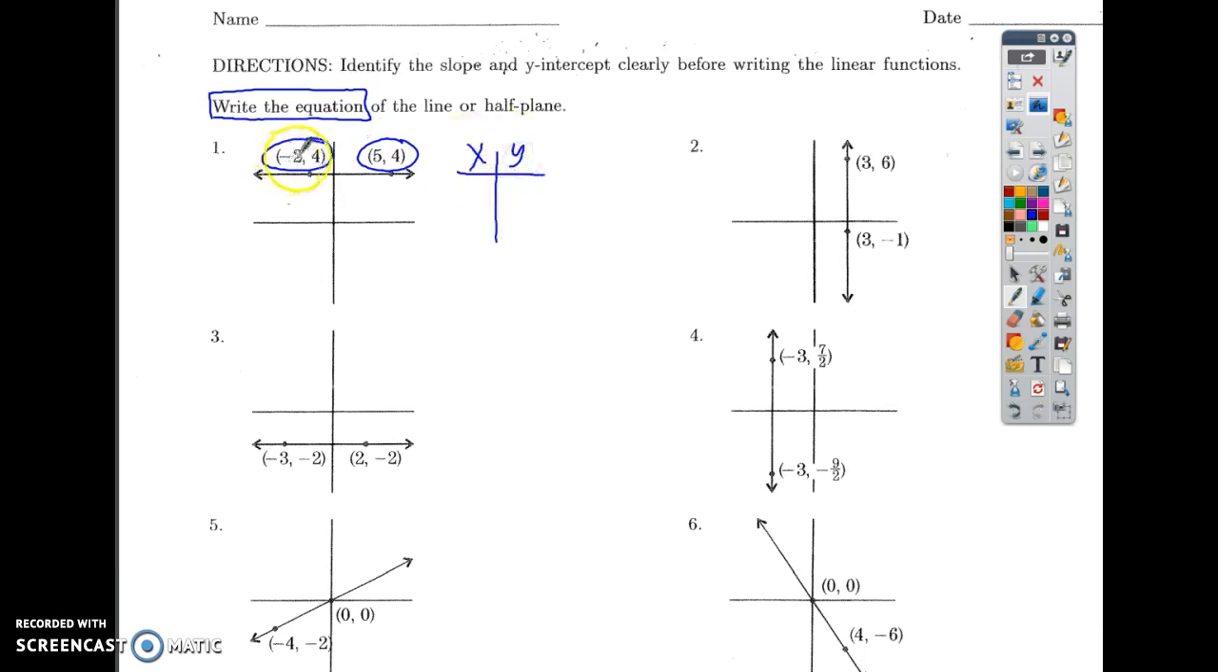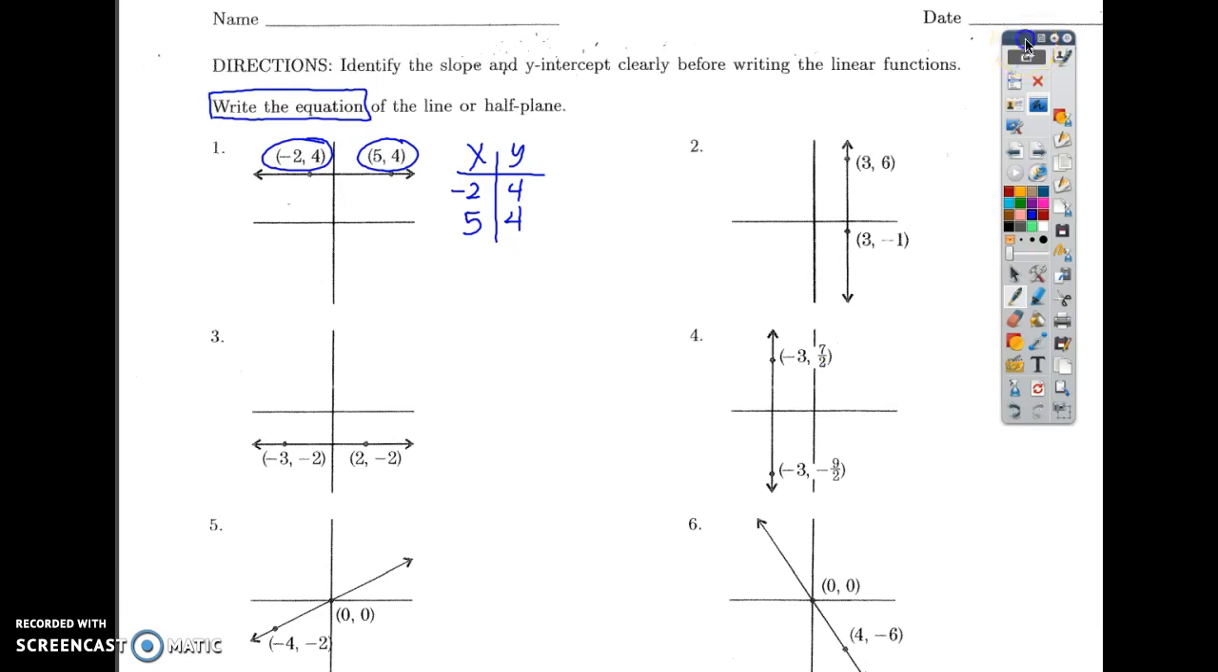So this point is negative 2, 4, so you would put negative 2, 4. And then 5, 4, so you would put 5, 4. All of them. If you have fractions like number 4, you need to turn those fractions into decimals first.